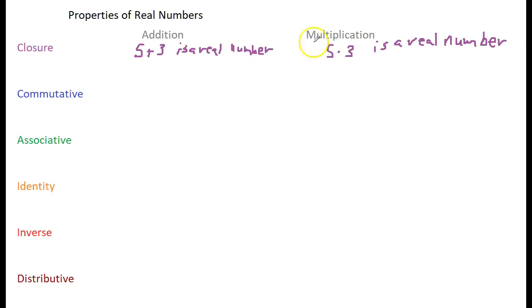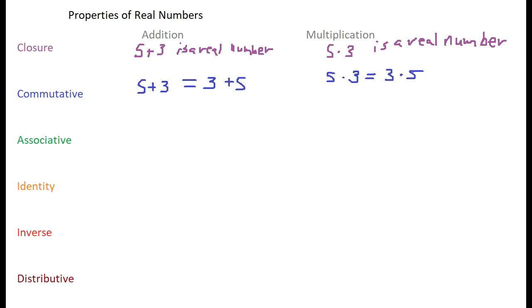Now, the commutative property just means you switch them. So if I say 5 plus 3, I get the same answer as if I were to say 3 plus 5. It's 8 no matter which way you look at it. Same thing if I were to use 5 and 3 again. 5 times 3 gives me 15. I get the same answer if I took 3 times 5. It's still 15.